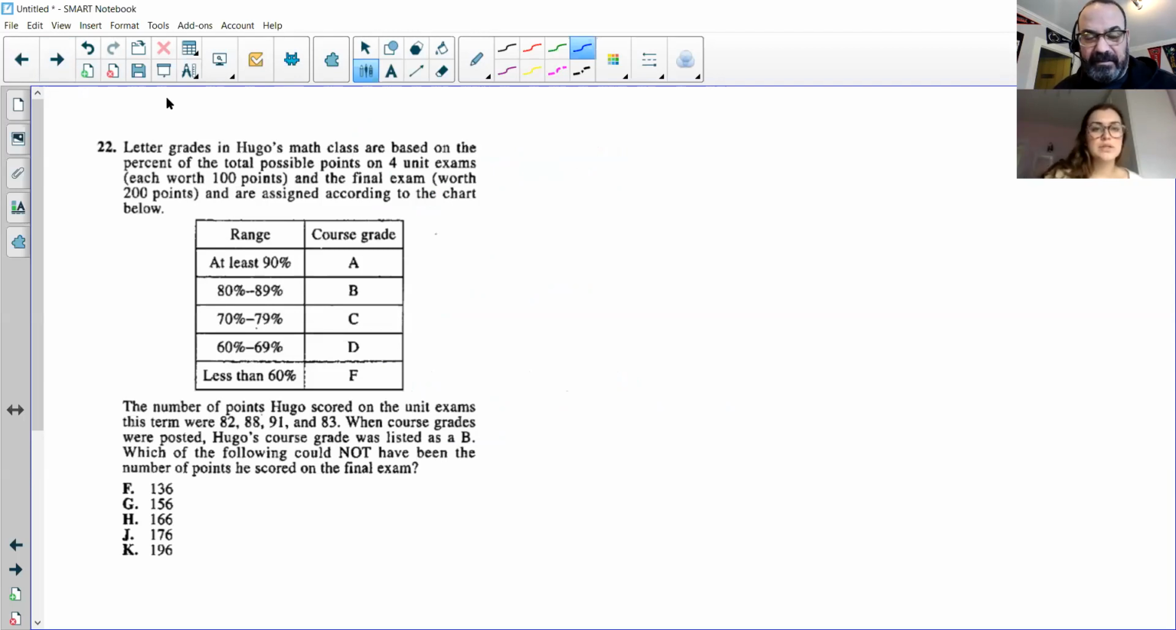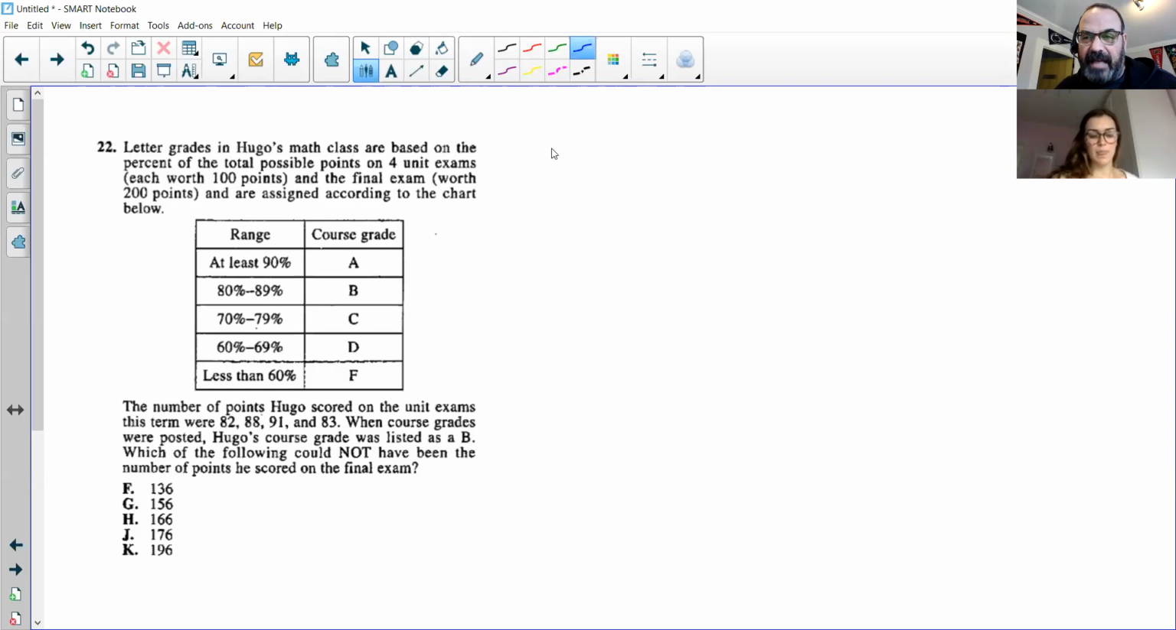Letter grades in Hugo's math class are based on the percent of the total possible points on 4-unit exams, each worth 100 points, and the final exam worth 200 points, and are assigned according to the chart below. The number of points Hugo scored on the unit exams this term were an 82, 88, 91, and an 83. When course grades were posted, Hugo's course grade was listed as a B. Which of the following could not have been the number of points he scored on the final exam?